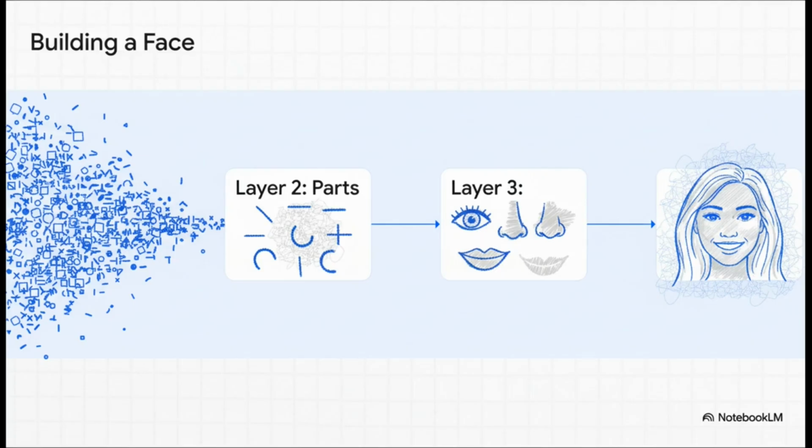It's just finding simple edges, vertical lines, horizontal lines, little curves here and there. Then the next layer takes those simple edges and starts combining them into more complex shapes. Hey, that looks kind of like an eye, or a nose, or a mouth. Then a third layer takes those parts and assembles them into what look like actual face shapes. And only then, at the very end, can the system make its final guess. I think this is Sarah.